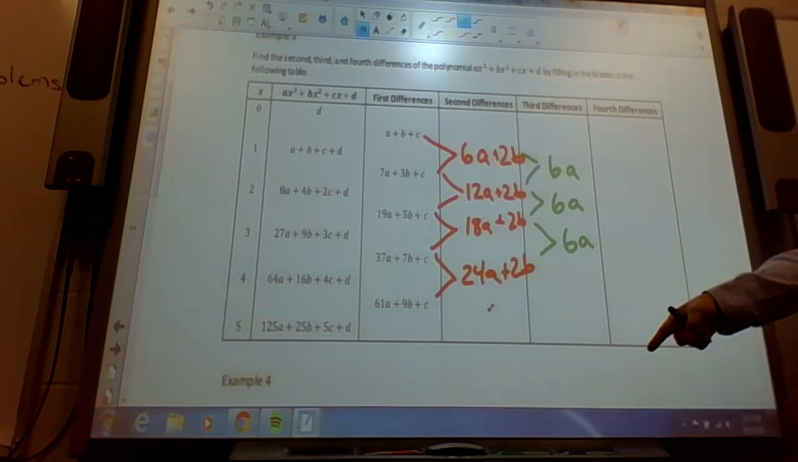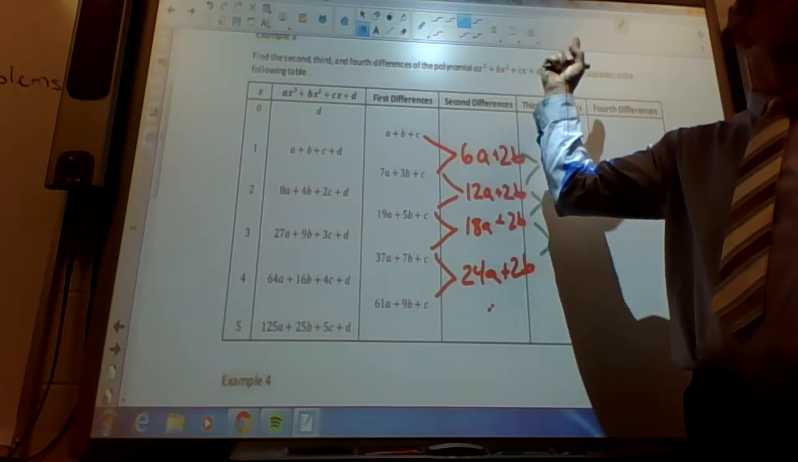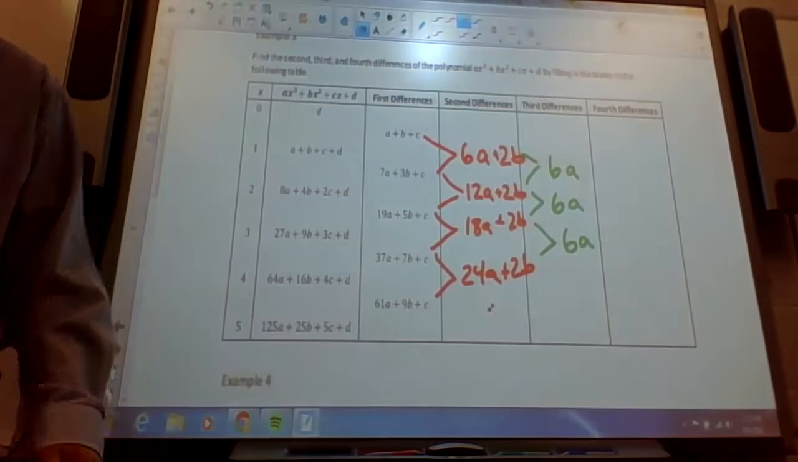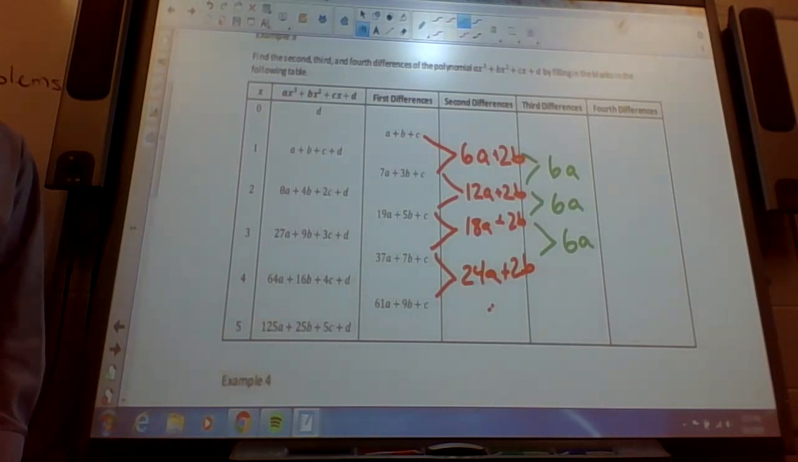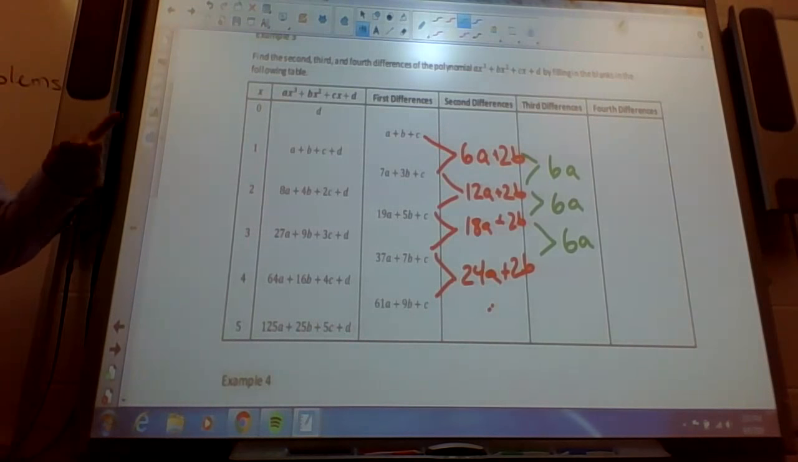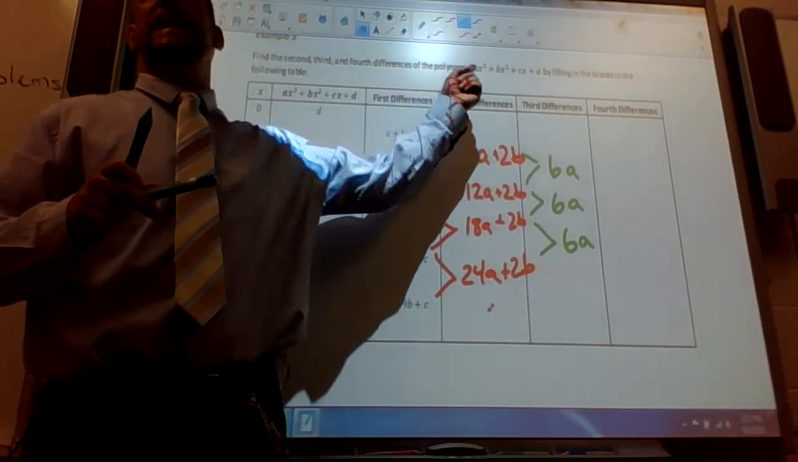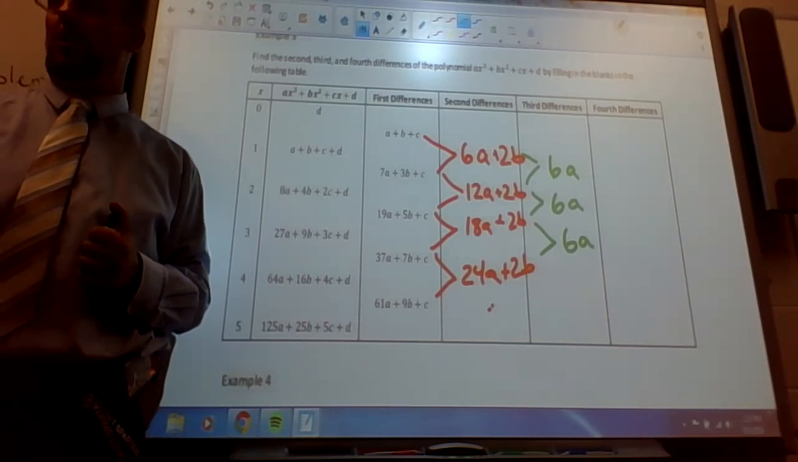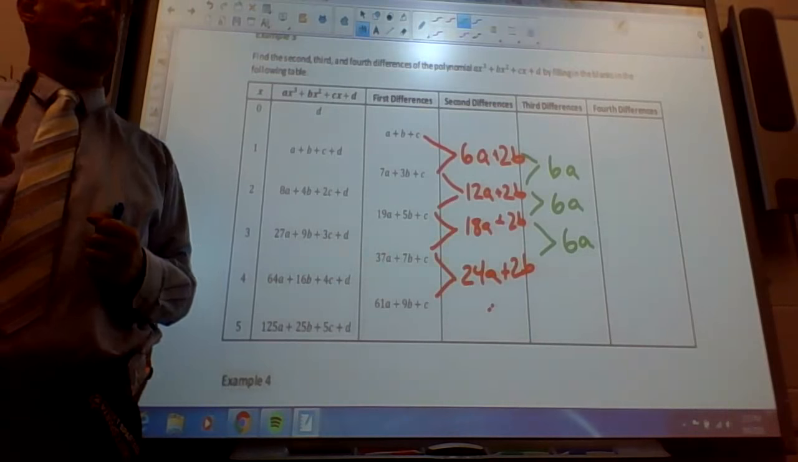Constant third difference. Now, I say to you, I want you to think abstractly. What's the benefit of thinking abstractly? Do I care what a is? This is what we call a universal truth.